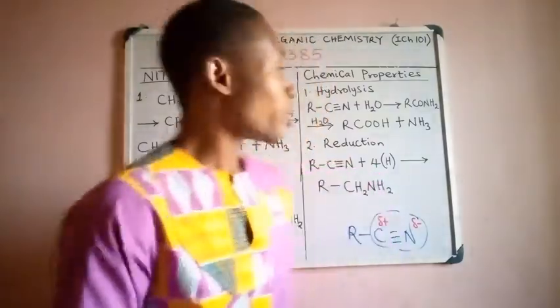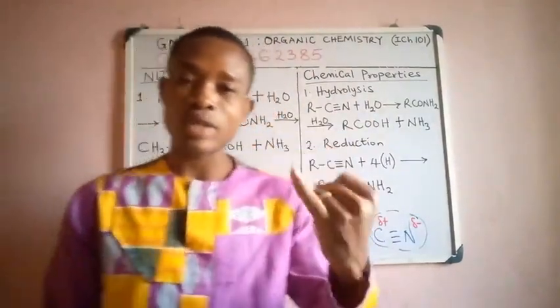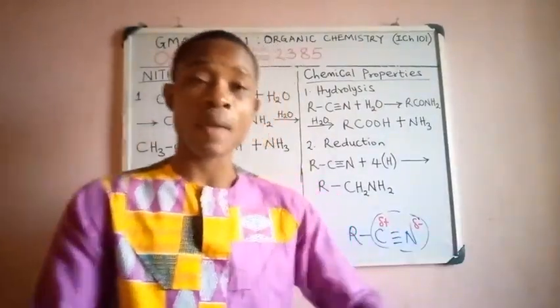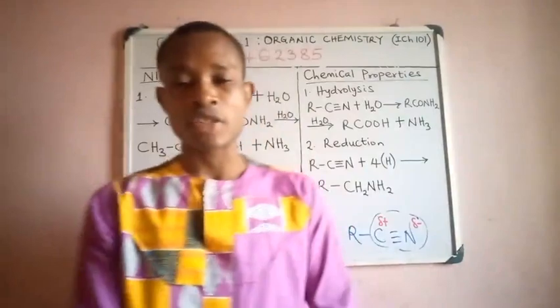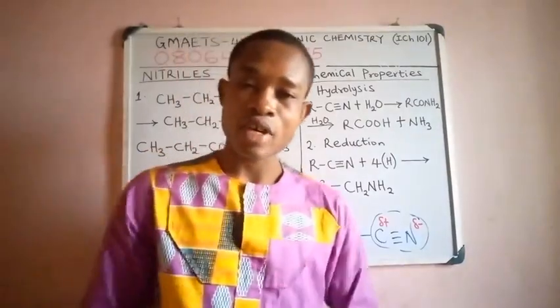Now I want to talk about the chemical properties. We have 2 chemical properties we want to consider here. 1, hydrolysis. Hydrolysis is the reaction of a compound with water, or the introduction of water into a compound. Then 2, we talk about reduction reaction. Now look at the general scheme of the chemical properties, hydrolysis and reduction.